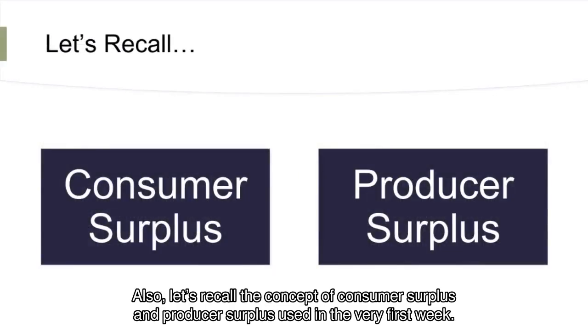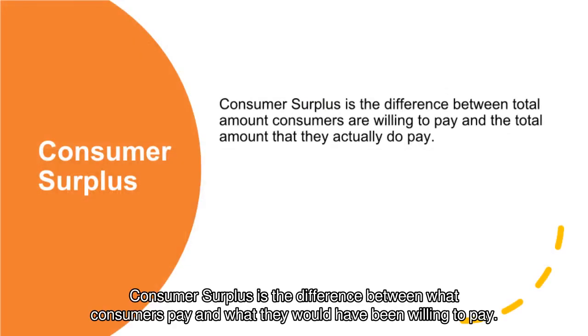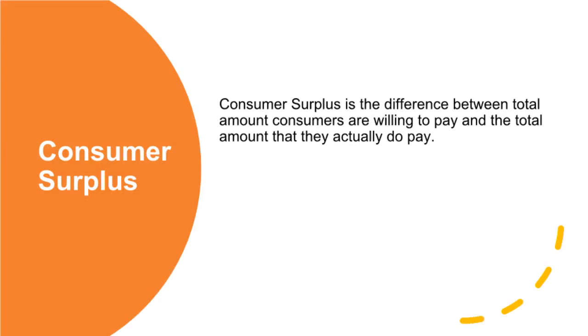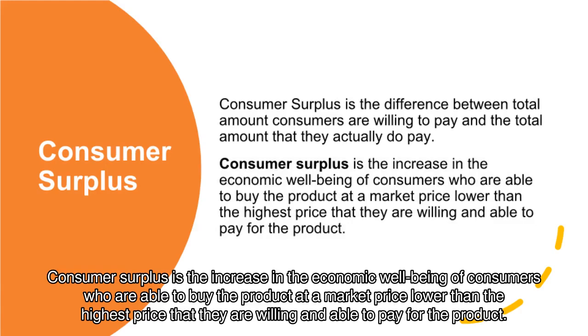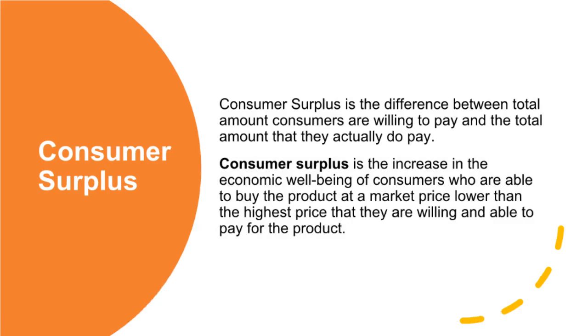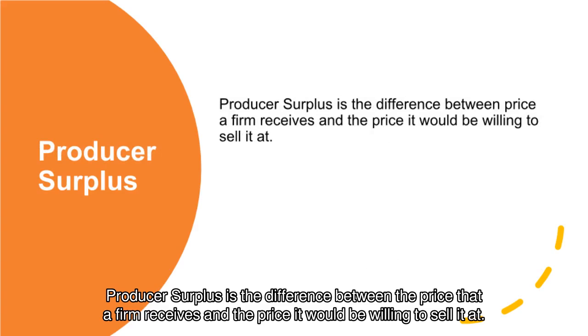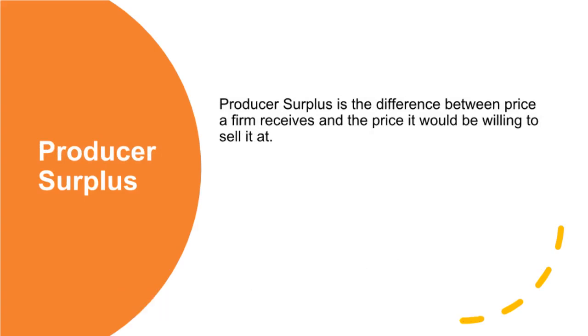Also, let's recall the concept of consumer surplus and producer surplus used in the very first week. Consumer surplus is the difference between what consumers pay and what they would have been willing to pay. Consumer surplus is the increase in the economic well-being of consumers who are able to buy the product at a market price lower than the highest price that they are willing and able to pay for the product. Producer surplus is the difference between the price that a firm receives and the price it would be willing to sell it at.